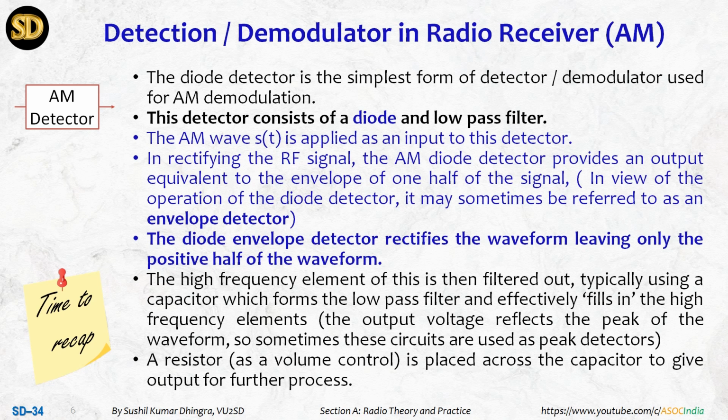We will use a capacitor, and later a resistance, mostly a variable resistance or potentiometer or control. This will work as a volume control, and this volume control will give a suitable audio level to the further stage, that is the audio amplifier. That is just repetition only for the AM receiver, which is one of the simplest forms.